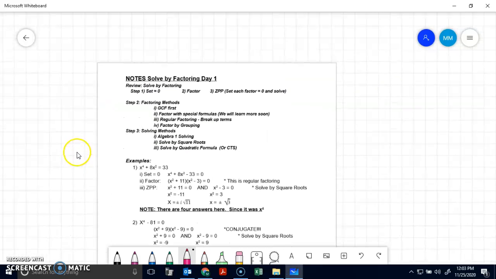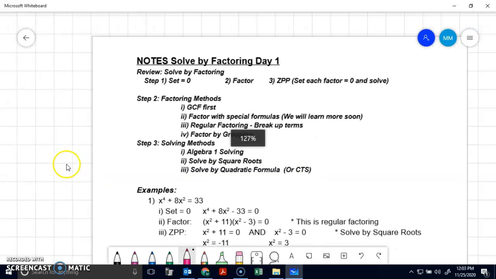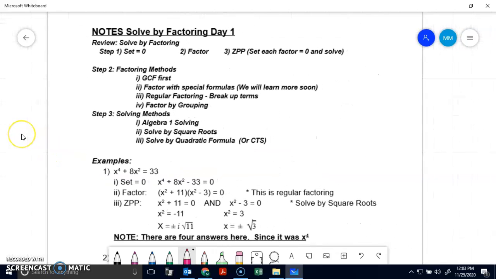Welcome to the lesson. This is for Tuesday, December 1st. We're taking a look at factoring higher order polynomials. So we're talking about x to the third and x to the fourth lately. Now we're going to learn how to factor some of these higher order polynomials.